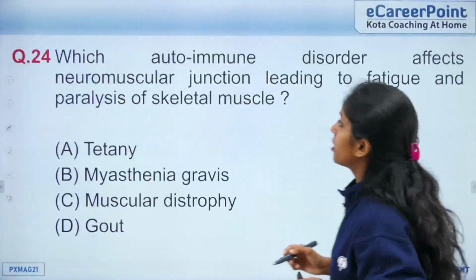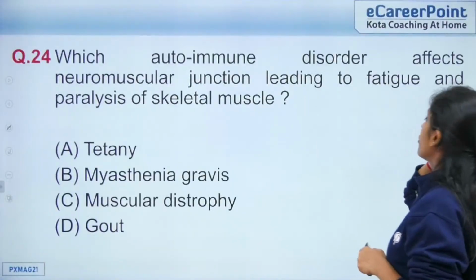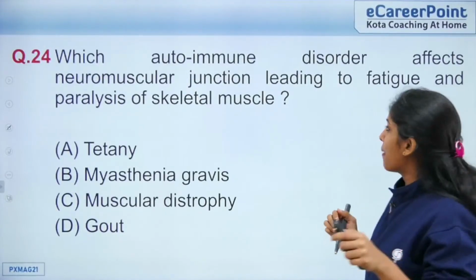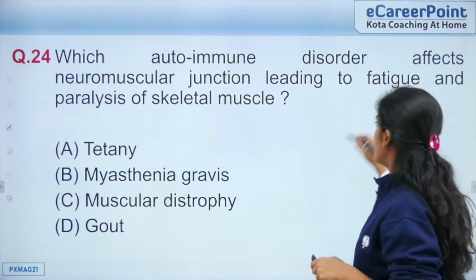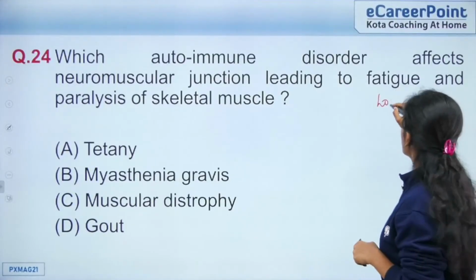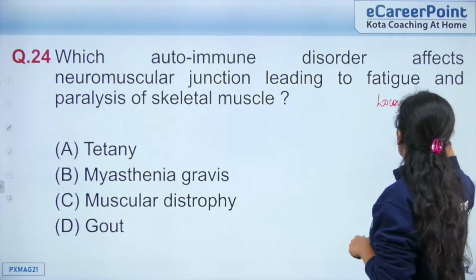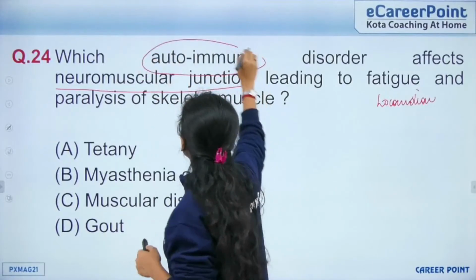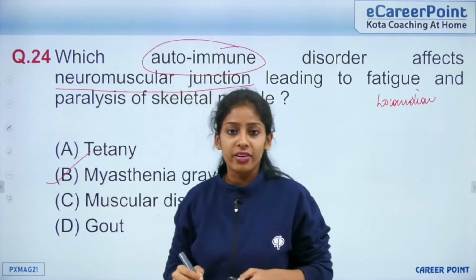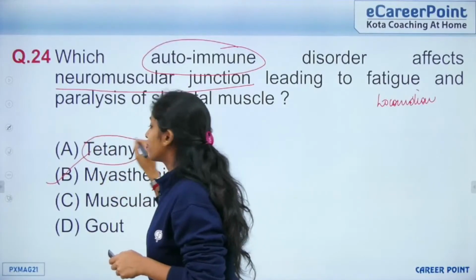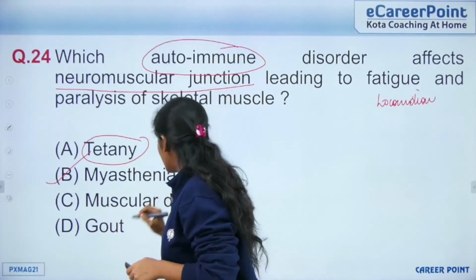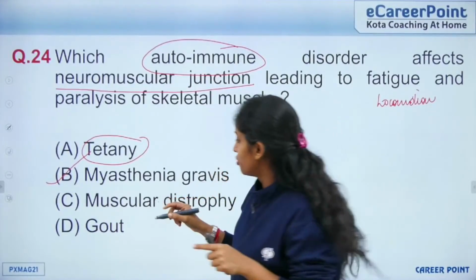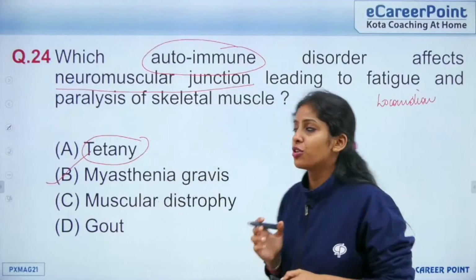So coming to question number 24, which autoimmune disorder affects the neuromuscular junction leading to fatigue and paralysis of the skeletal muscle? So this question comes from locomotion and movement. Which affects the neuromuscular junction and is an autoimmune disease? So you have two clues. It is myasthenia gravis. Tetany is a muscle spasm problem. Muscular dystrophy is the hereditary disease in the dystrophin gene, and gout is due to the accumulation of uric acid.